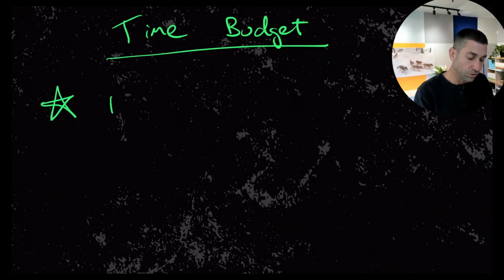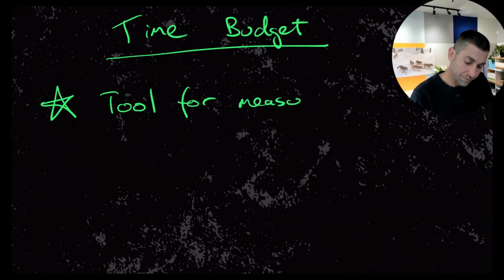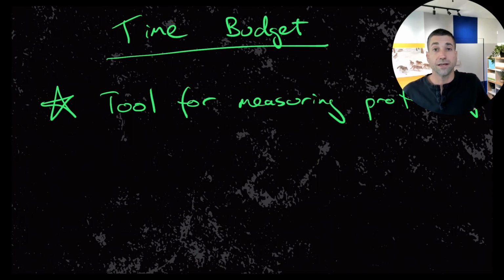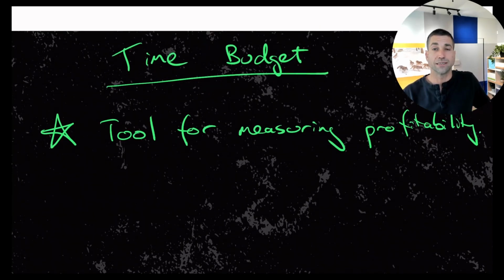So the time budget makes it sound pretty simple because it's just in hours. First, it's a tool for measuring profitability. And it's live profitability as you go. So it's not going, let's figure out where the job is at when it's done. It's figuring out where the job is now, today.